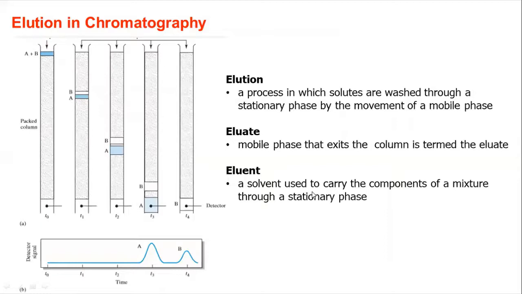Elution in chromatography. So here are the different words for elution in chromatography. The word elution is the process in which the solutes are washed through a stationary phase by the movement of a mobile phase. While the eluate is the mobile phase that exits the column. And the eluent is the solvent used to carry the components of a mixture through a stationary phase. So those are the differences between those three words: elution, eluate, and eluent.